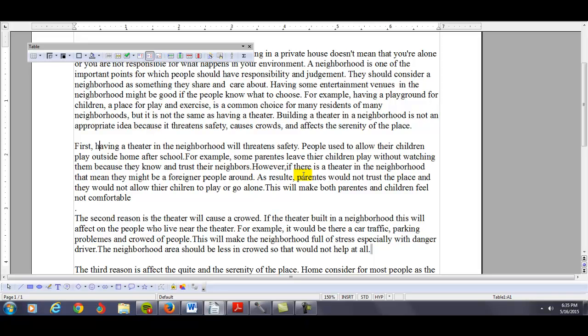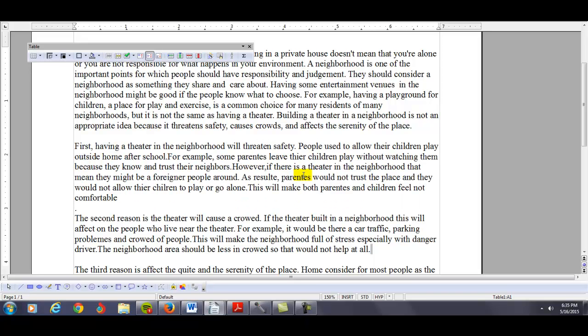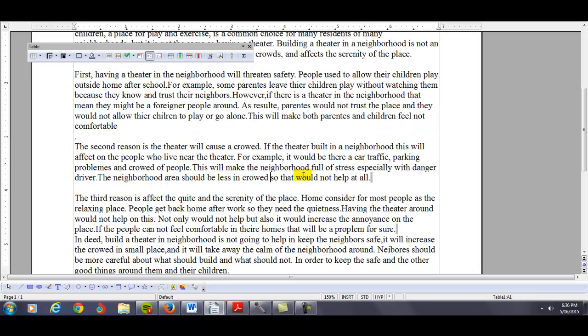So first, having a theater in the neighborhood will threaten safety. So I'll just make one modification there. Then you have your examples. This is good. This paragraph actually fits together pretty well. But there's just a lot of problems with your word choice and sentence structure. That's one of the big things. But I want to work on this particular paragraph. I'm going to use second, because you started with first here, right?